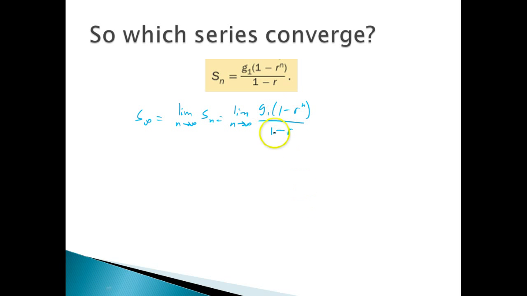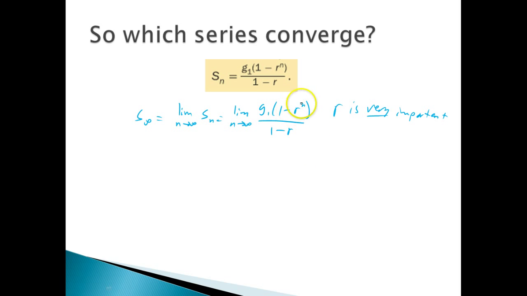So the g1 is fine, the 1 minus r is fine, those aren't changing. But this n is getting really, really big. So we're taking a number, our ratio, and our common ratio is very important. That's because some numbers, when you take them to a very big power, get very big. Other numbers, when you take them to a very big power, get very, very small.